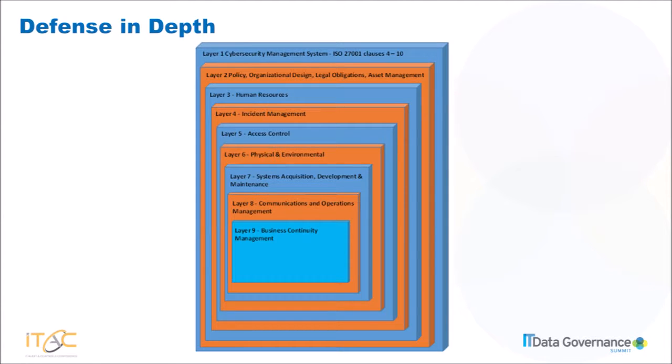Level 3, human resources. Level 4, incident management. Level 5, access control. Level 6, physical security. Level 7, systems acquisition and development. Level 8, communications and operations. Level 9, business continuity. Just in case everything else fails, we will need to recover from scratch.